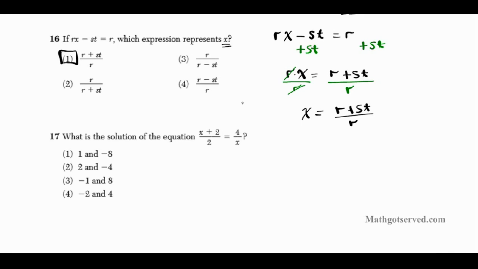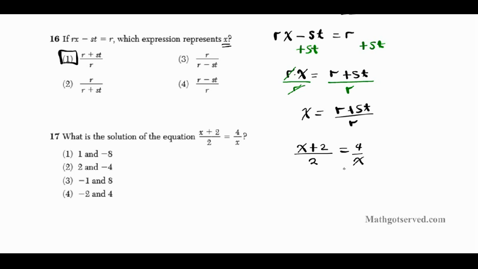Alright, now let's shift our attention to question number 17. It says, what is the solution of the equation (x + 2)/2 = 4/x? So we use the properties of equality here again to solve this. So we have (x + 2)/2 = 4/x.